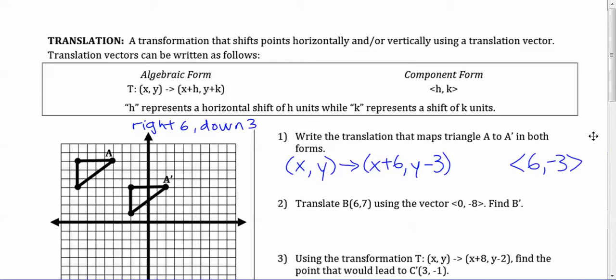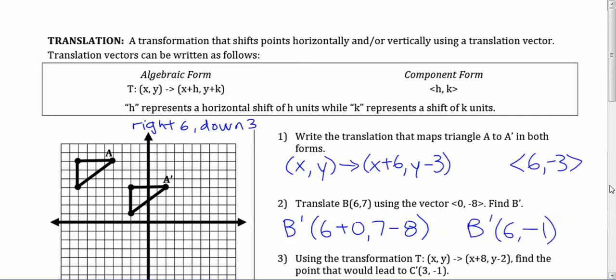Number 2, translate the point B, which is at 6, 7, using the vector 0, -8. Find B prime. So this is the before, the B, and it's telling me find the after. And it's telling me how it's going to change. So my x before was 6, and the 0 means it's not going to change at all. So my x after is also going to be 6. My y coordinate before was 7, and -8 means it's going to decrease by 8. So the 6 isn't actually going to change at all, and then the 7, my y coordinate, is going to decrease by 8, which means my new point B prime should be at 6, -1.